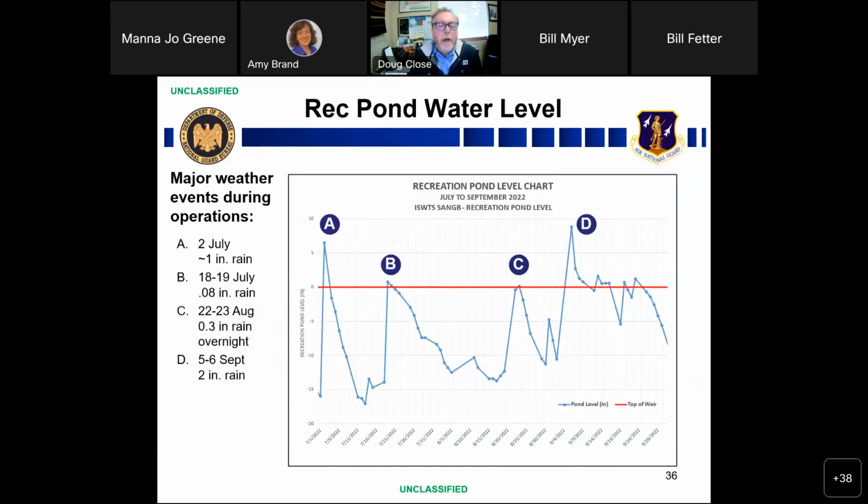Another feature that everybody's becoming real familiar with, especially after getting the opportunity to tour, and we've been showing this and talking about, is major weather and the rec pond water levels. This summer was exceptionally dry, in my opinion. I'm not from the area, but we felt that we were provided some good dry weather. The majority of our quarter was below the weir.